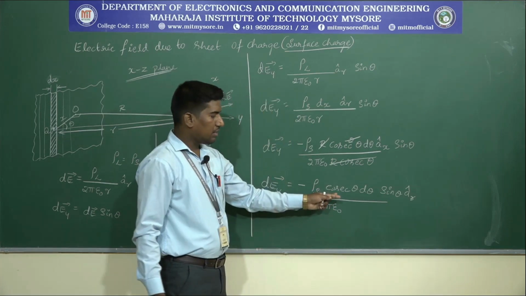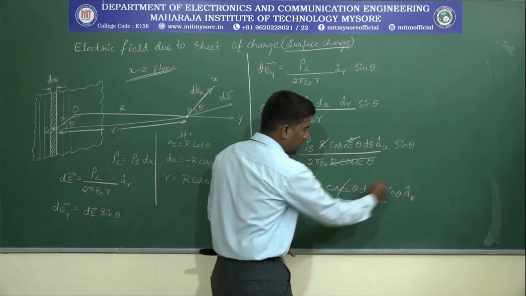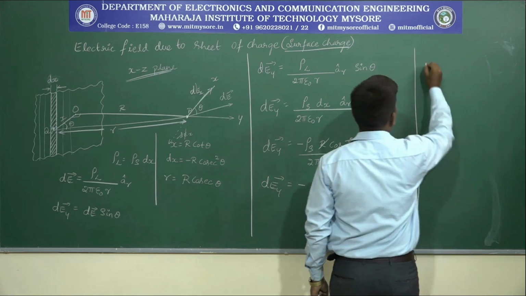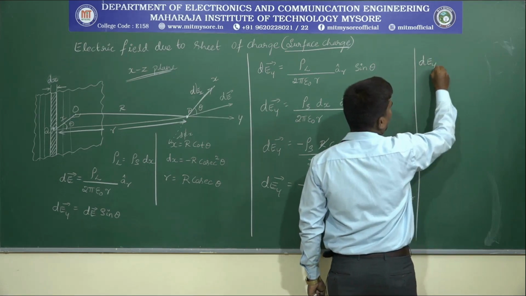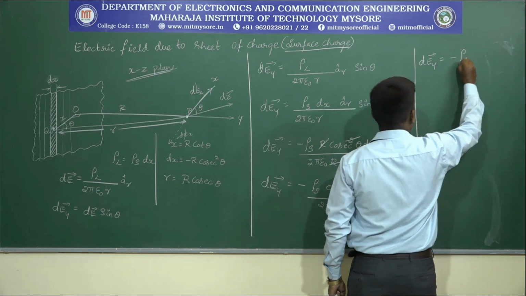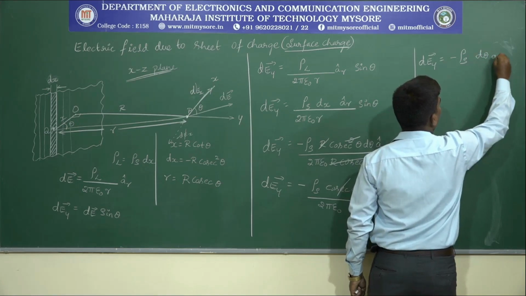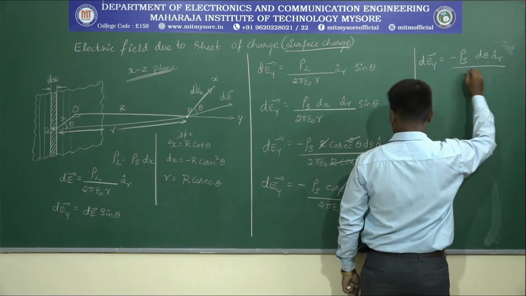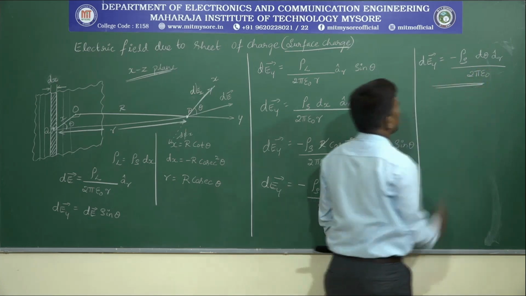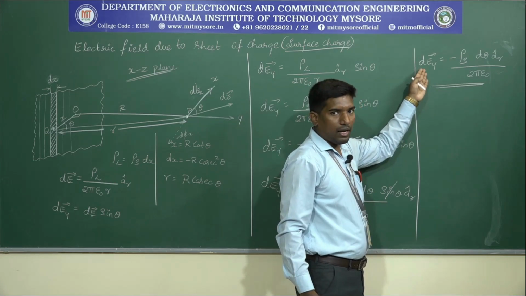Right? What is cosecant theta? Cosecant theta is 1 by sin theta. Therefore, these two get cancelled. Then the equation gets reduced to dEy is equal to minus rho S into d theta into a cap r divided by 2 pi epsilon naught. This is the equation for the resultant component along the y-axis.